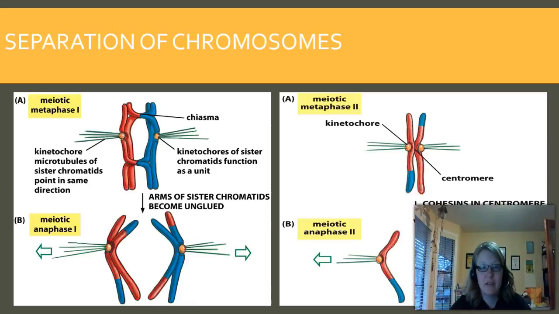We then hit meiotic metaphase 2, and this is when the cohesins in the middle are going to separate. And this is when the kinetochores start acting on their own, and the microtubules are going to separate them on their own this time. But you can see once again still how that crossing over event has changed these. So each of these chromosomes is still a unique chromosome from what it was before.